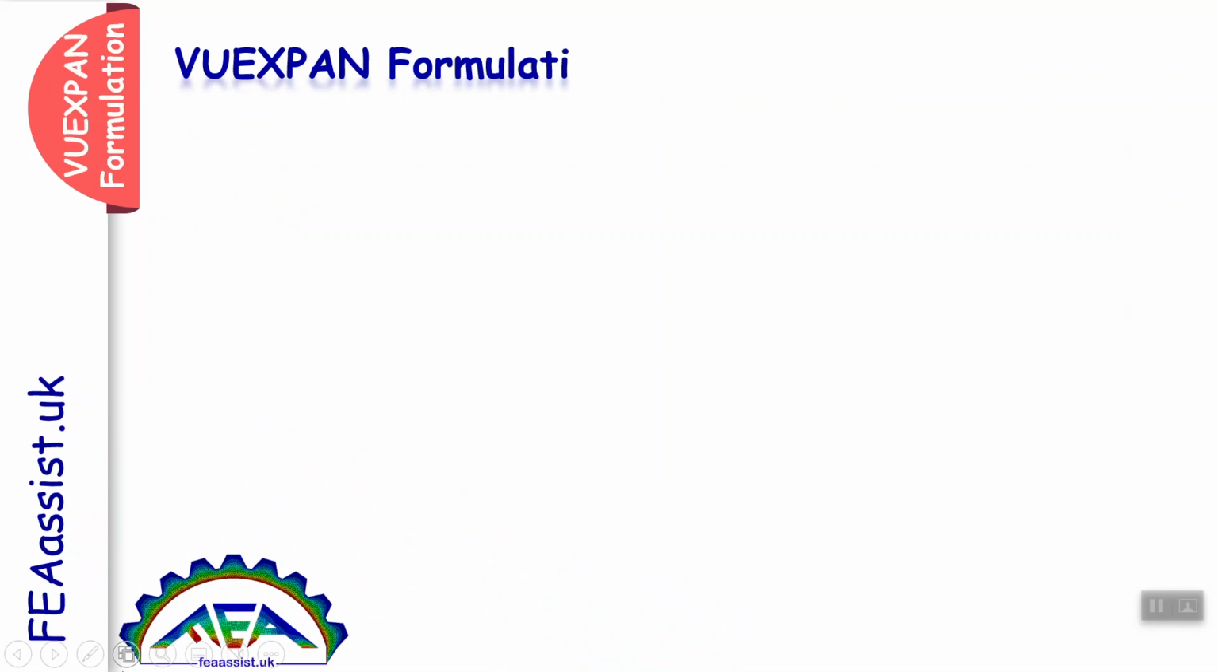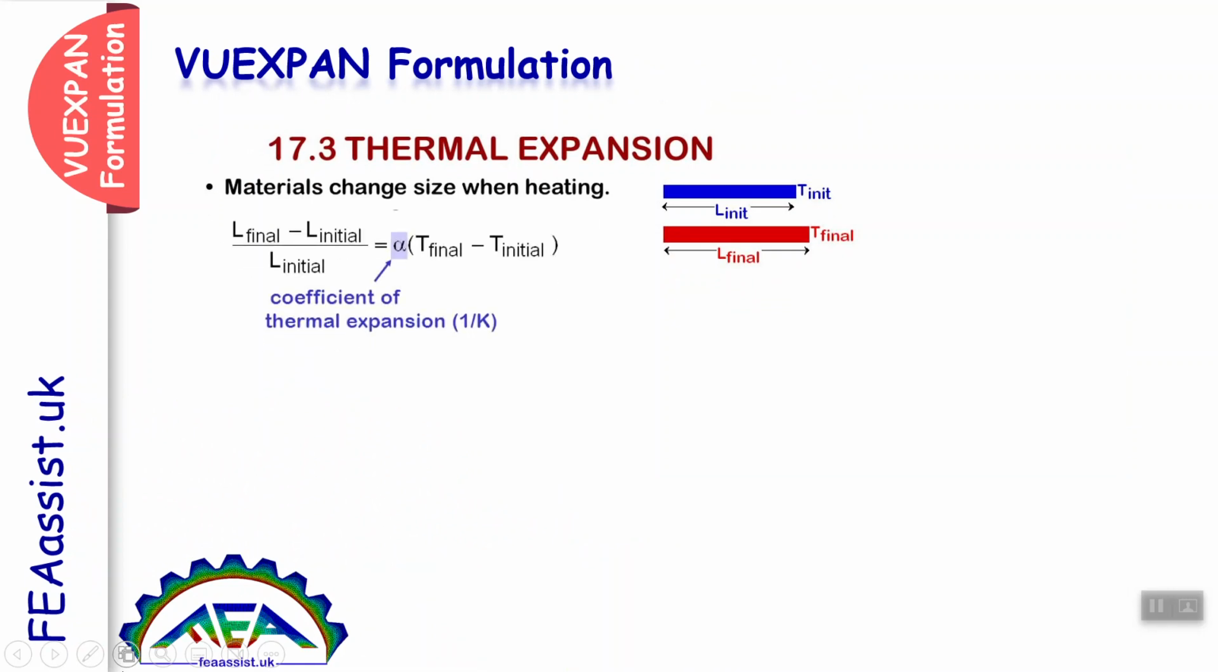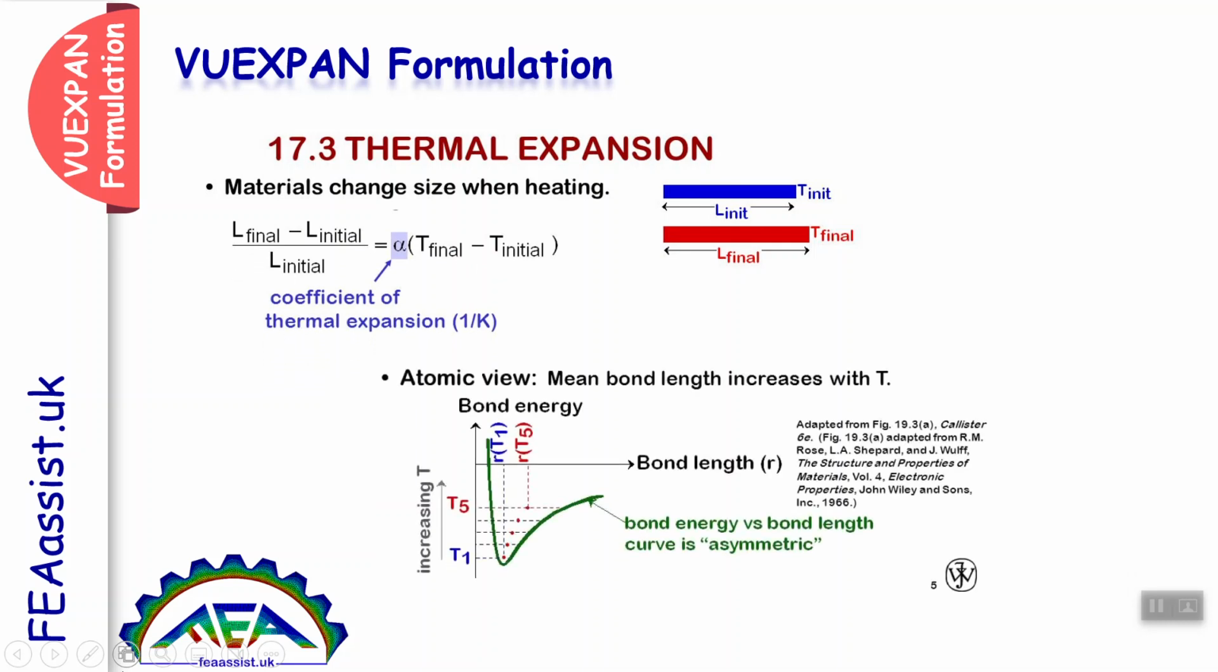VUXpand formulation. Materials change size when heating. In other words, if you increase the temperature of a sample, the length of the sample in all directions will increase. How much? It depends on the thermal expansion coefficient. Why? If you have a look in atomic view, we will find that the distance between atoms increases in heating, and this is the reason for thermal expansion.